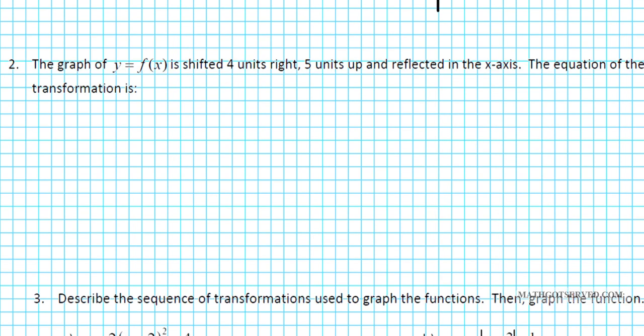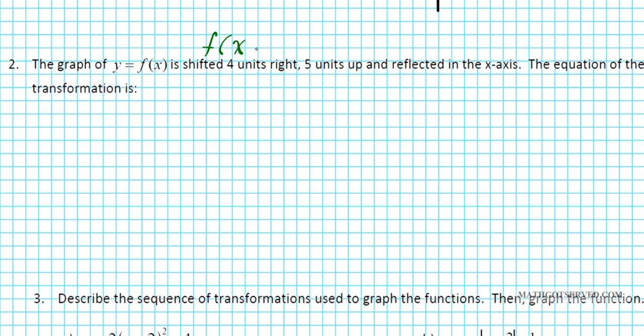All right, let's take a look at number 2. For number 2, it reads, the graph of y equals f of x is shifted 4 units right, 5 units up, and reflected in the x-axis. The equation of the transformation is, so we're going to break this into the different parts. Let's take a look at the first translation. The first transformation is 4 units right. So what effect does that have on the y equals f of x?